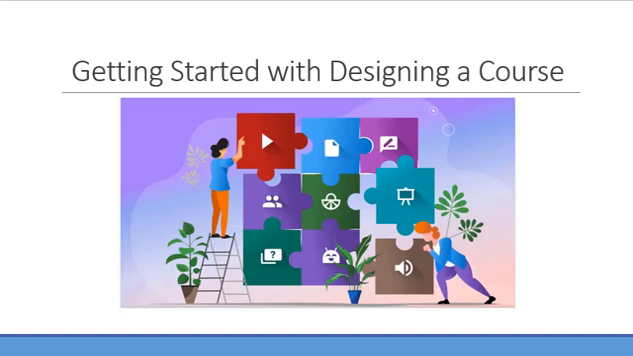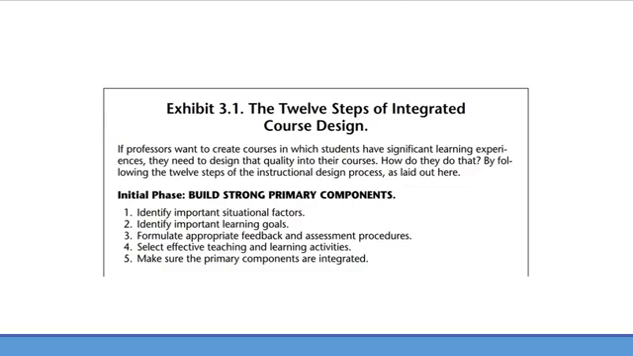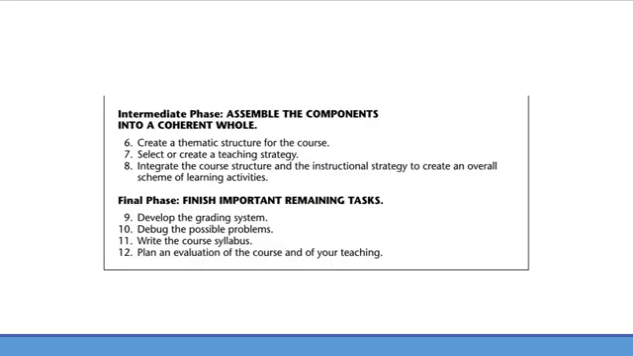So designing a course includes 3 phases, each of which involves a number of substeps, as shown in Exhibit 3.1. So in this chapter, we're going to take a look at this process. There is the initial phase, build strong primary components. The intermediate phase, assemble the components into a coherent whole. And the final phase, finish important remaining tasks.